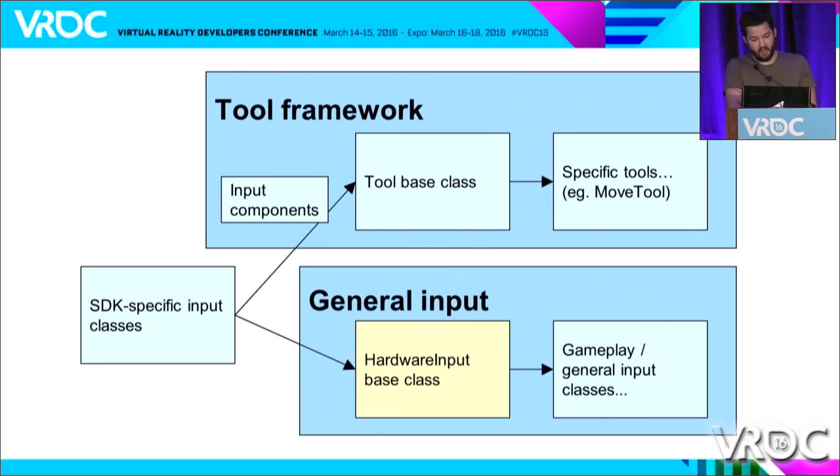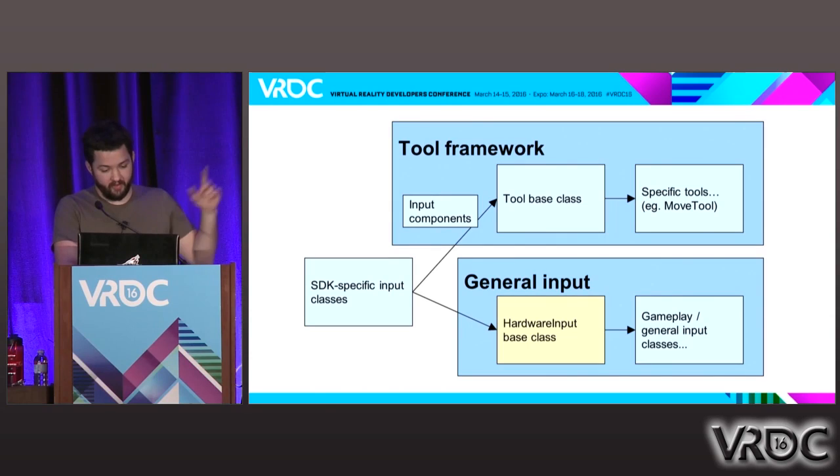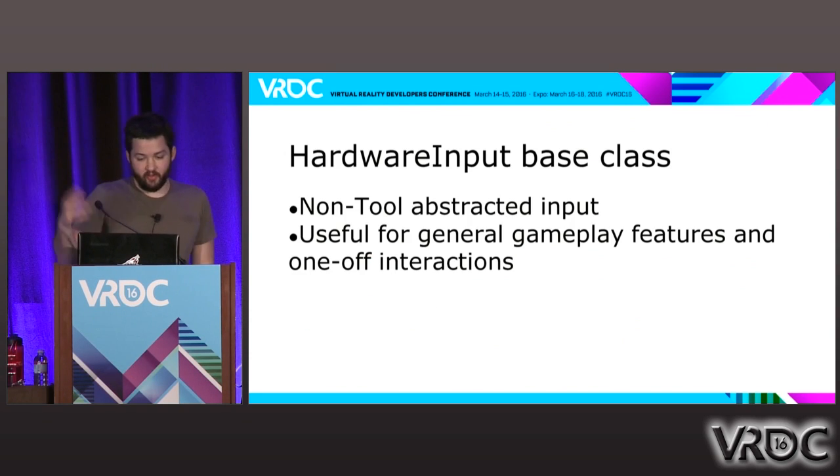OK, so switching gears out of the tool framework there, which again is kind of specific to my project because I have this concept of users use tools, to the more general case where it's just kind of gameplay code going through the general input framework. Again, it starts with the SDK-specific classes, and then those will forward their information to just the hardware input base class, which is the base of all those SDK-specific classes. And like I said, this is good for any time that I don't want things to go through a tool, and is good for any kind of one-off interactions or general gameplay code I want to use.